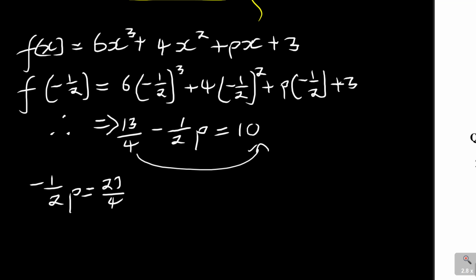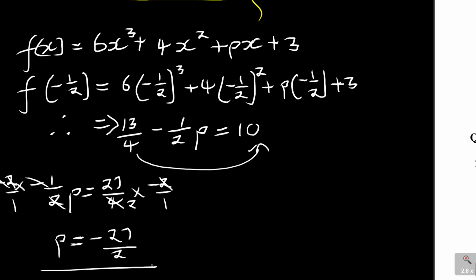Let me not use a calculator here. I multiply by negative 2 over 1 on both sides. The negative goes, so I'm left with P. You can use a calculator where you divide. So 2 into 4 is 2, which is negative 27 over 2. Alright, you can leave your answer like that. Or you can say P is equal to, you divide that into decimal form, which is negative 13,5.